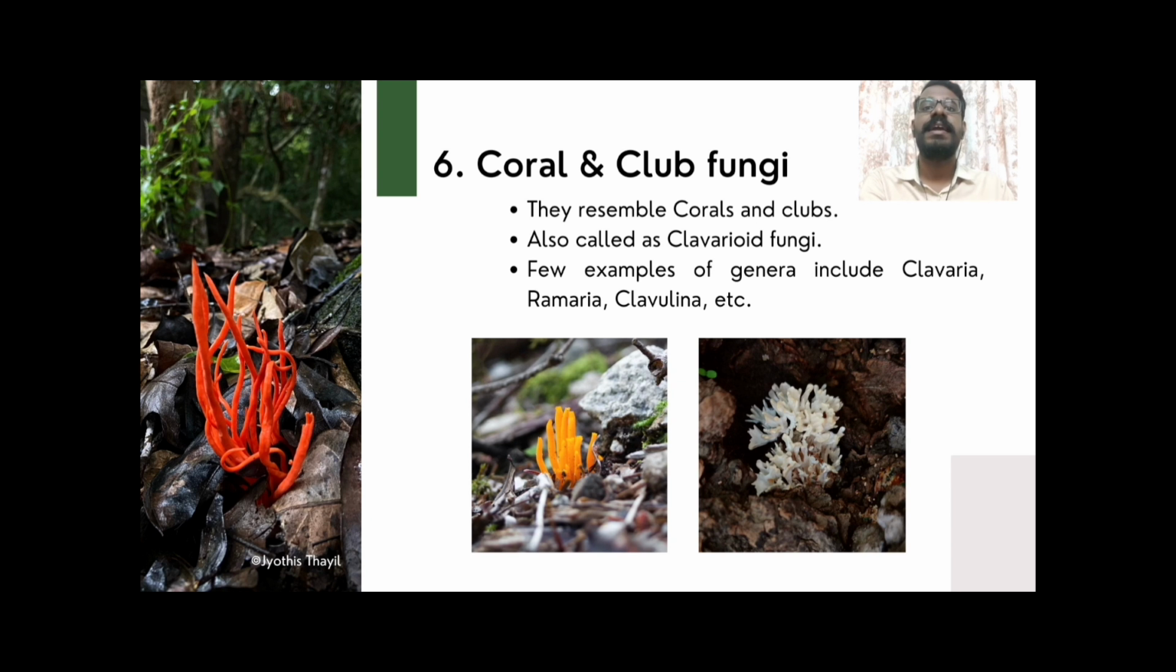Why? Because Clavaria is one of the most popular genera in the coral and club fungi category. Hence, the fungi that look similar to this particular genus are called clavarioid fungi. A few examples include Clavaria, Ramaria, Clavulina, etc. Here in the image, you can see the club fungi on the left, and you can also see the coral-like appearance on the right side.